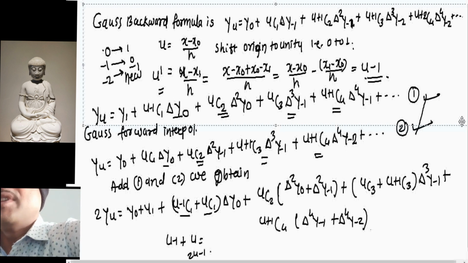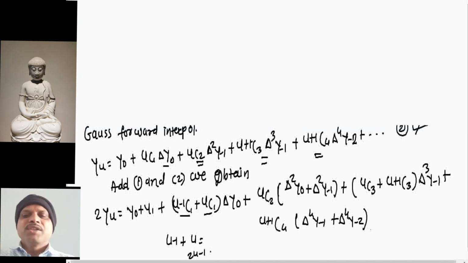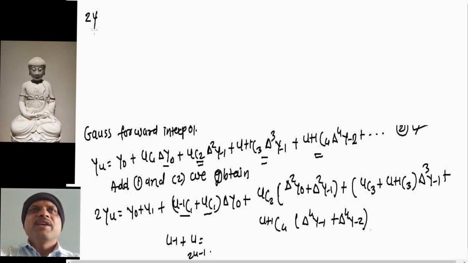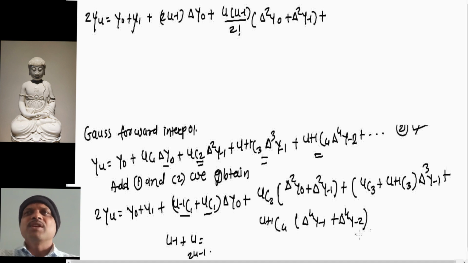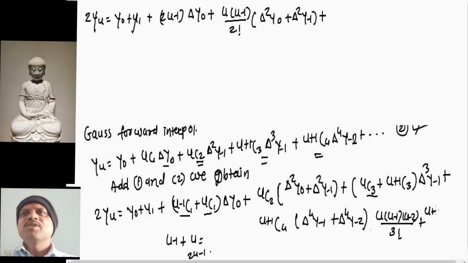Adding these two equations, we get 2yu equal to y0 plus y1 plus (2u minus 1) into delta y0, plus here u C2 means u into (u minus 1) divided by 2 factorial into (delta square y at 0 plus delta square y at minus 1), plus u C3 means u into (u minus 1) into (u minus 2) divided by 3 factorial, plus (u plus 1) C3 means (u plus 1) into u into (u minus 1) divided by 3 factorial.